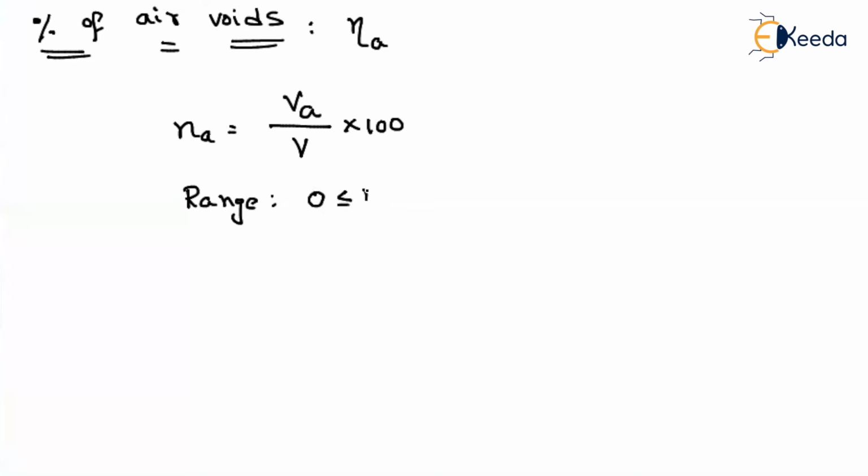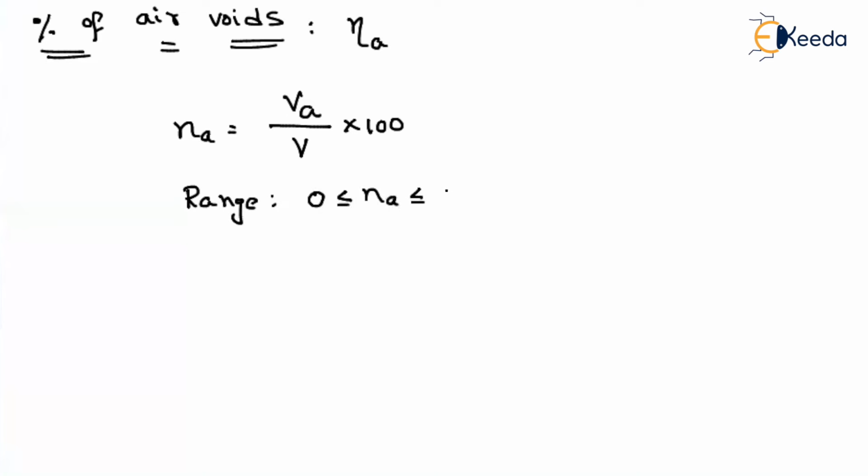In general, we will represent this as n subscript a. So n subscript a, that is percentage of air voids, is nothing but the volume of air present in the soil sample divided by total volume of the sample into 100%. Now, what about the range of this value again? Is there any possibility that volume of air is equal to 0? Yes, of course. If you're taking a saturated soil, is there any air present in the soil? No. That means the range of na is 0 less than or equal to na.